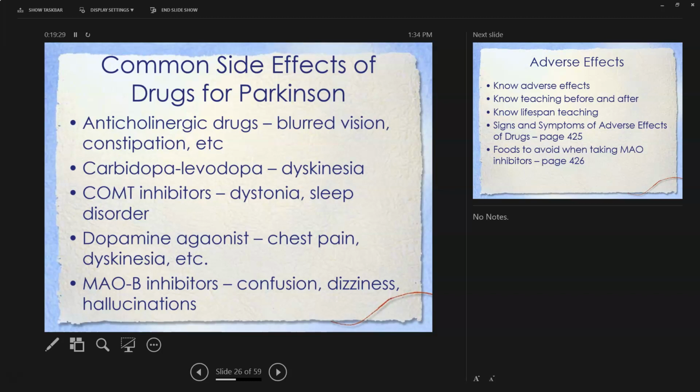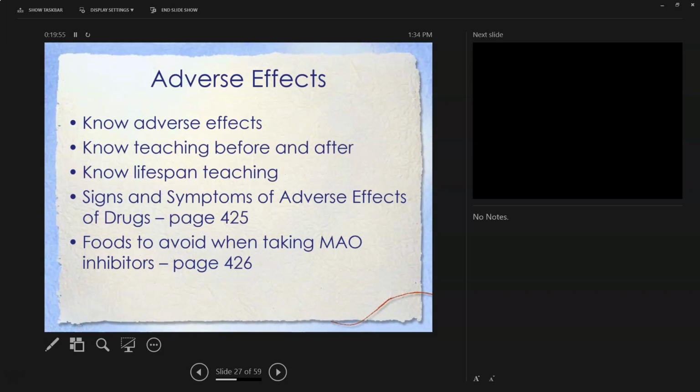The COMT inhibitors cause rhabdomyolysis, and that is a destruction of the skeletal muscle. So they cause dark-colored urine. You need to really read these pages 422, 23, 24, 25. You are going to have test questions on those pages, I can assure you. Know the adverse effects, the teaching before and after, and the lifespan teaching. In other words, the elderly are at higher risk for adverse effects. You need to know the signs and symptoms of adverse effects.